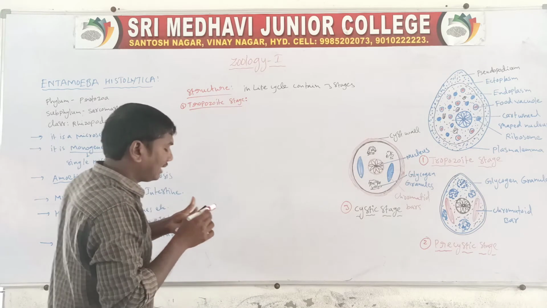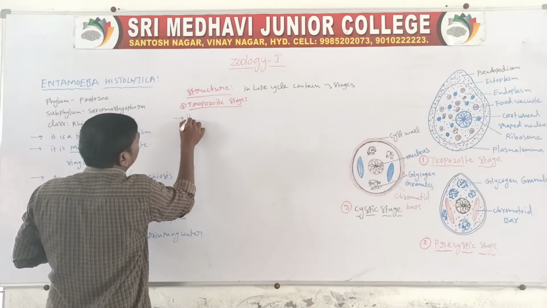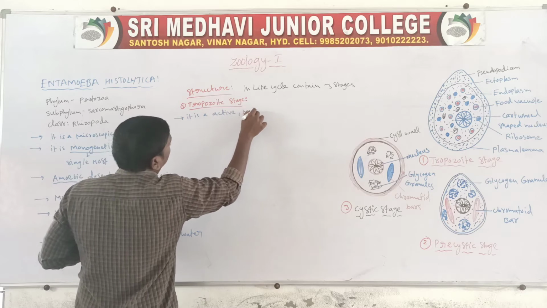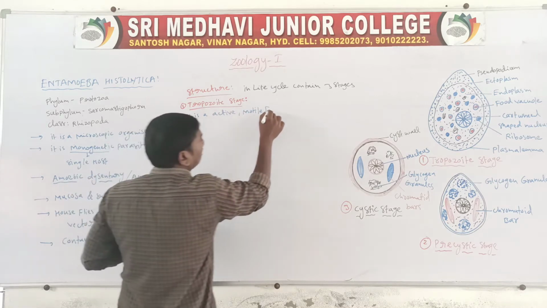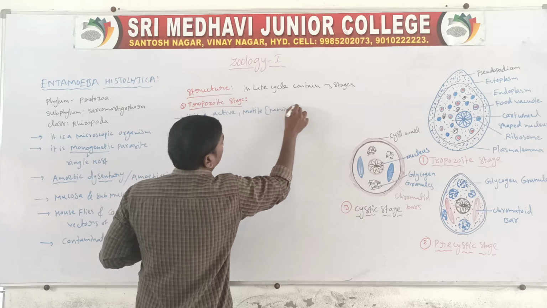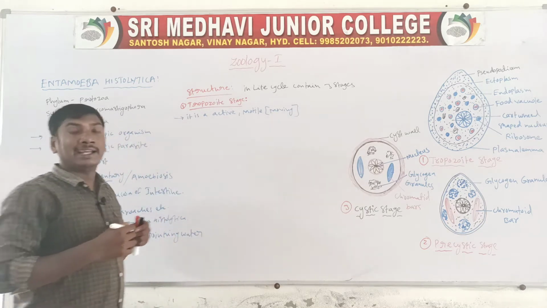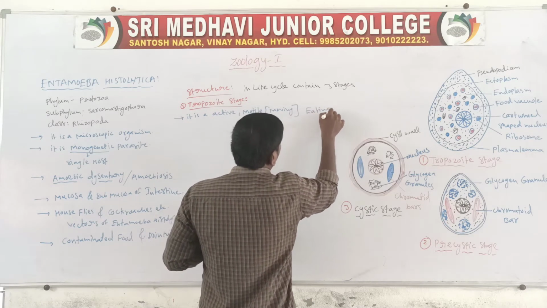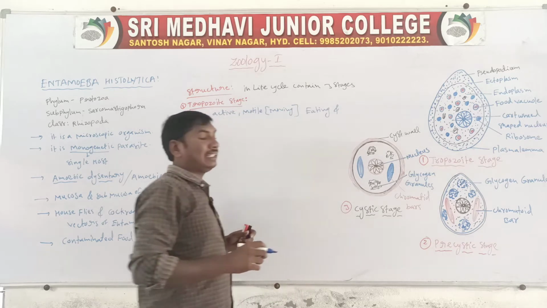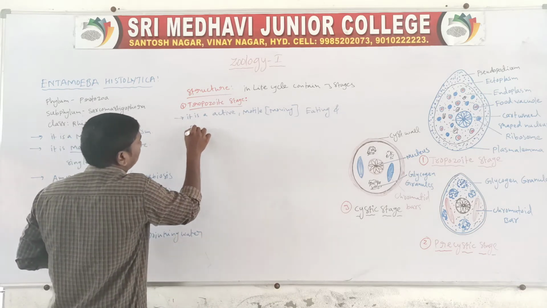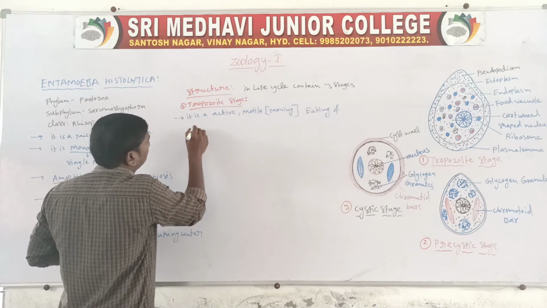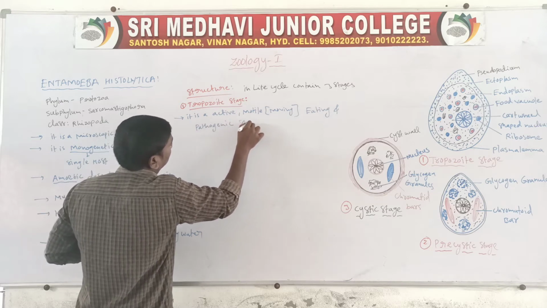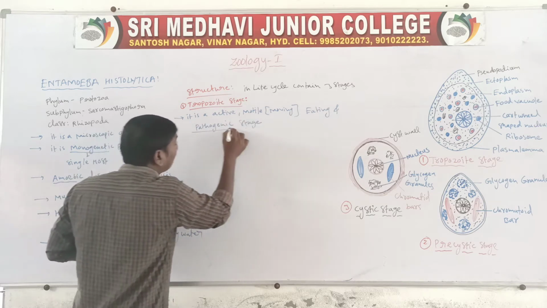The trophozoite stage is active and motile. Motile means moving. It is also the feeding stage, and this is the pathogenic stage.